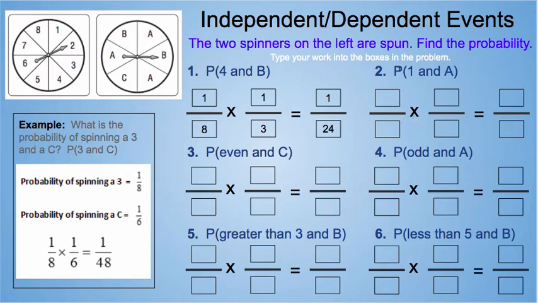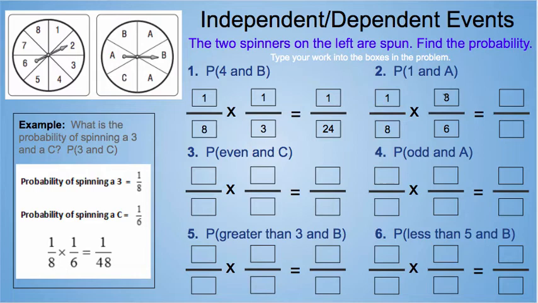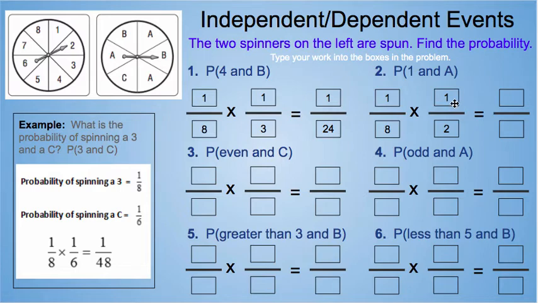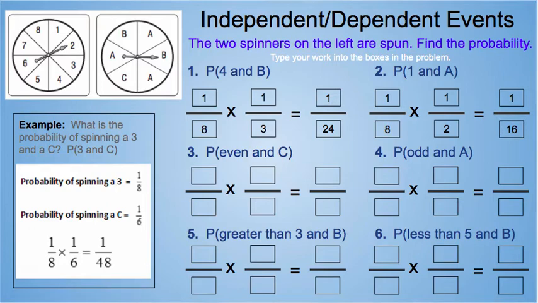So let's jump over to number 2, the probability of spinning a 1 and getting an A. So the probability of getting a 1, there's 1 out of 8 possibilities. So 1 out of 8. Probability of getting an A, there are 1, 2, 3 A's out of 6 possibilities. So 3 out of 6. But remember to always simplify your fractions. So this would be the same thing as 1 out of 2. And then you multiply. 1 times 1 is 1. 8 times 2 is 16.